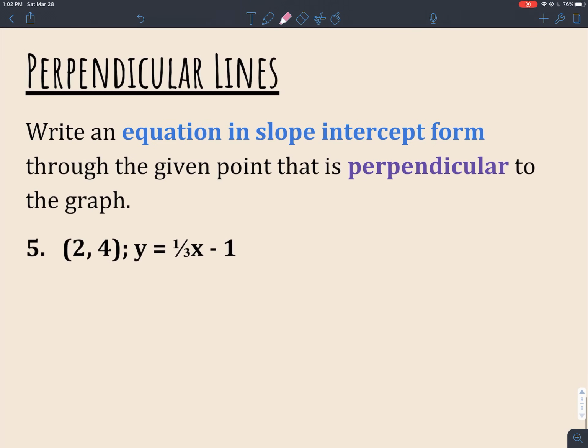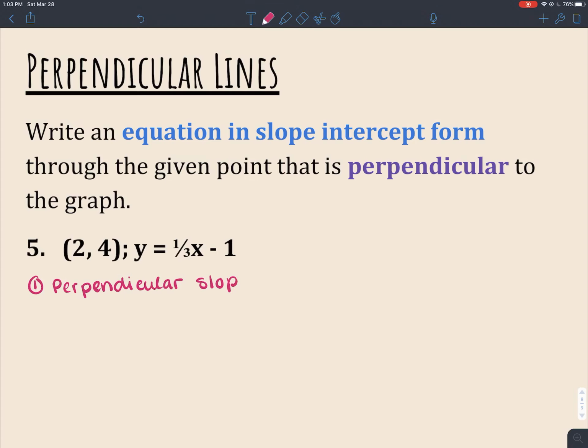And then the last thing I want to look at with you guys is finding the equation of a line that is perpendicular. So similar to what we were doing with parallel lines, except instead of finding the slope that's parallel, we have to find the slope that's perpendicular. So let's do that first. So we want to find the perpendicular slope.